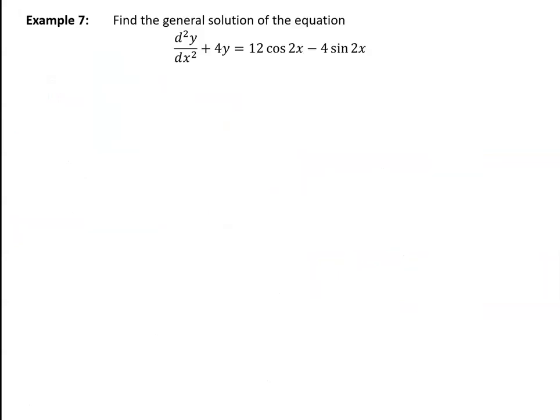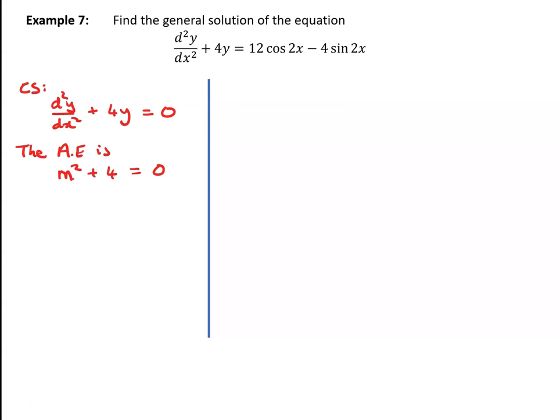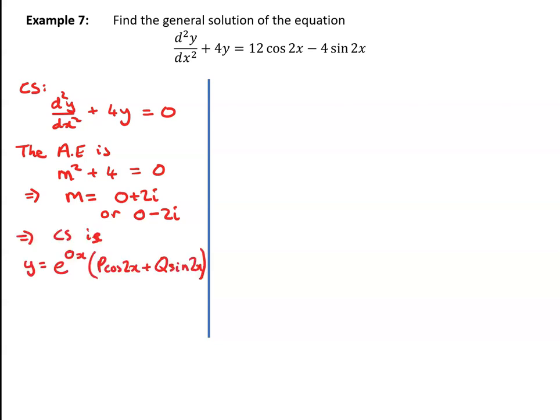And for example 7 then, we've got to find the general solution of the equation d2y dx squared plus 4y equals 12 cos 2x minus 4 sin 2x. The complementary solution of this is exactly the same working as the previous example. So we've got d2y dx squared plus 4y equals 0, m squared plus 4 equals 0 is the auxiliary equation. That gives me m equals 2i or minus 2i, which means that we have got the complementary solution is y equals p cos 2x plus q sin 2x.